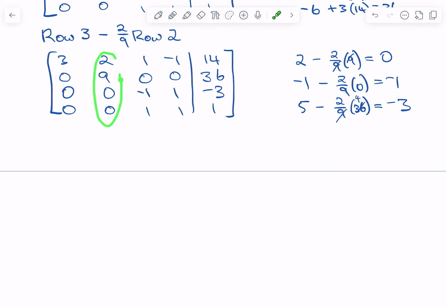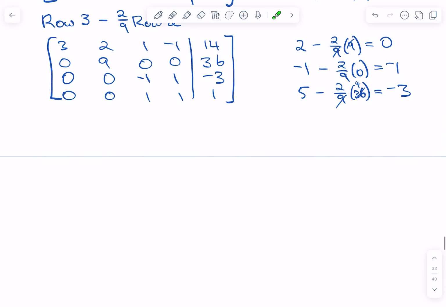So that completes our work on column 2. You can see that our upper triangular form is starting to take shape. We've got zeros below the first diagonal and now below the second diagonal. Our last piece of work is to get a 0 here in the third column. So what we're going to do is 0 that element using row 3. We'll say row 4 plus row 3, because 1 minus 1 is going to give us 0.